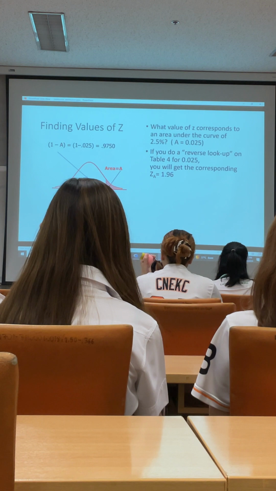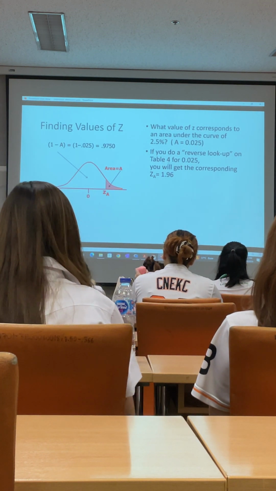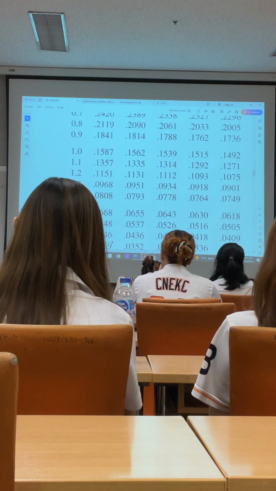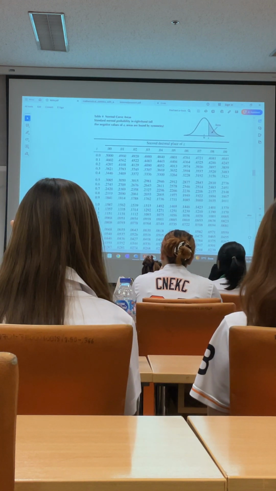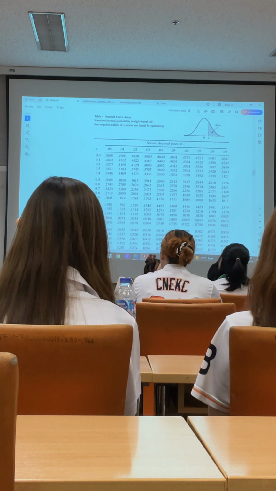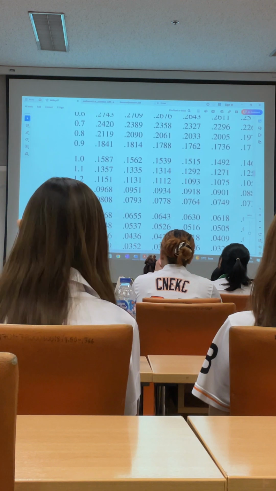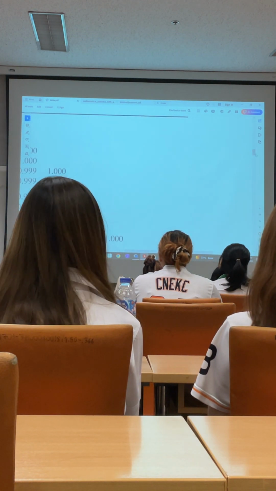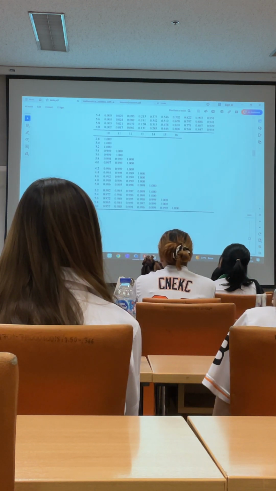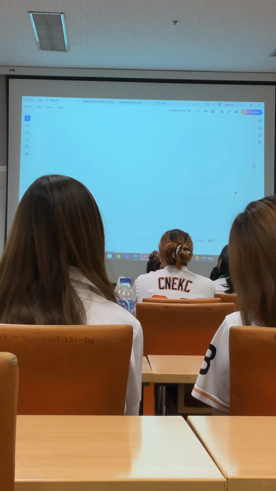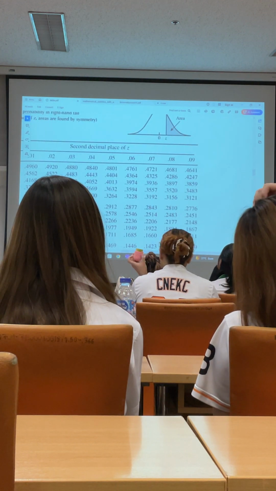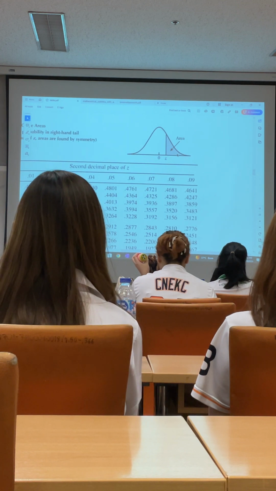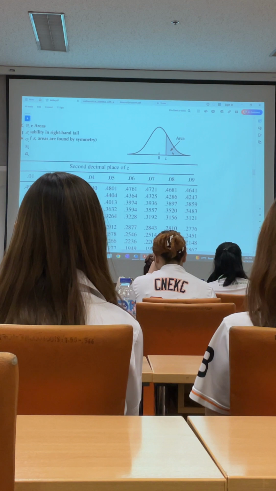Right? Let's say that we want. What you do is we have to do a reverse lookup on table 4 for 0.025. Okay, let's do that. So far, we calculate the Z and we read the probability in the table to be our answers. But now what they want is they want this area to be 2.5%, but they want you to find the Z that corresponds to the probability in this area of 2.5%.